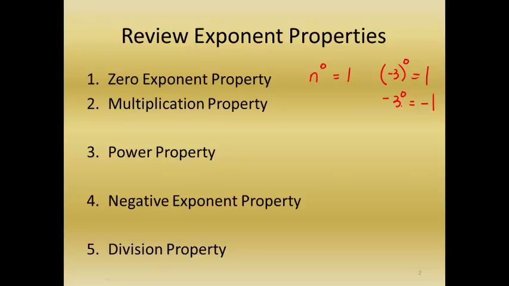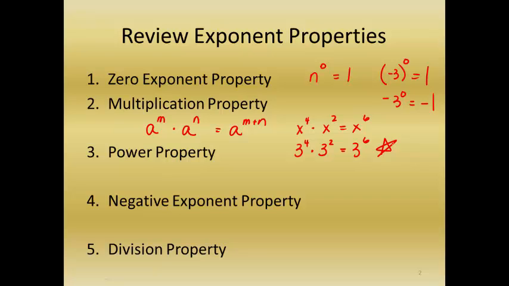The multiplication property says that if you have a base a with an exponent of m and another base a with an exponent of n, you add those exponents together. So for example, if I have x to the fourth power times x to the second power, I get x to the sixth power. If I apply that with numbers as a base, like 3 to the fourth power times 3 to the second power, I do not get 9 to the sixth, I get 3 to the sixth. So this is really important to keep in mind.